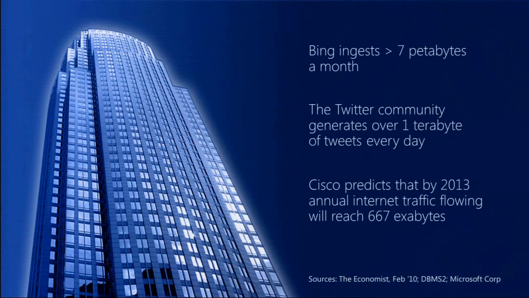So let's look at how the data is being generated. Here are some examples. Bing ingests about 7 petabytes of information per month. And the Twitter community, which we're all familiar with, even though the tweets are 140 characters or less, generates about 155 million tweets per day. For the US population, it's almost every other person writing a tweet every day. And we're not counting the growth potential of more people in the world who are going to tweet every day.